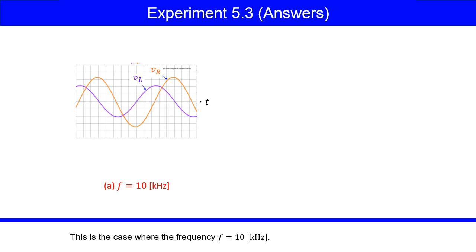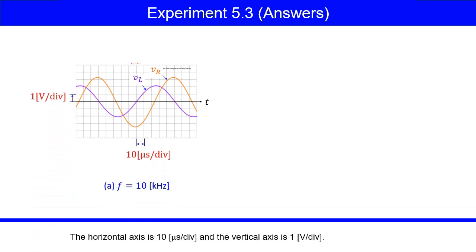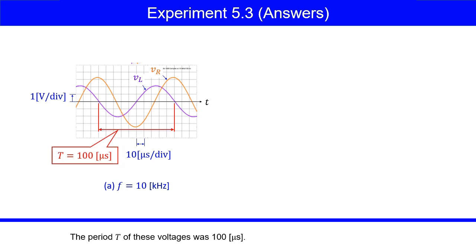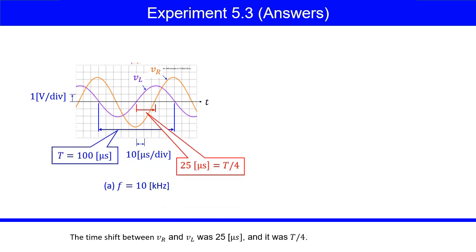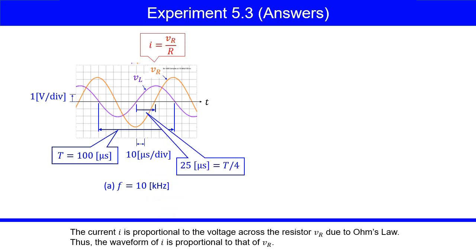This is the case where the frequency f was 10 kHz. The horizontal axis is 10 microseconds per division, and the vertical axis is 1 volt per division. The period T of these voltages was 100 microseconds. The time shift between VR and VL was 25 microseconds, and it was T over 4. The current I is proportional to the voltage across the resistor VR due to Ohm's law. Thus, the waveform of I is proportional to that of VR.